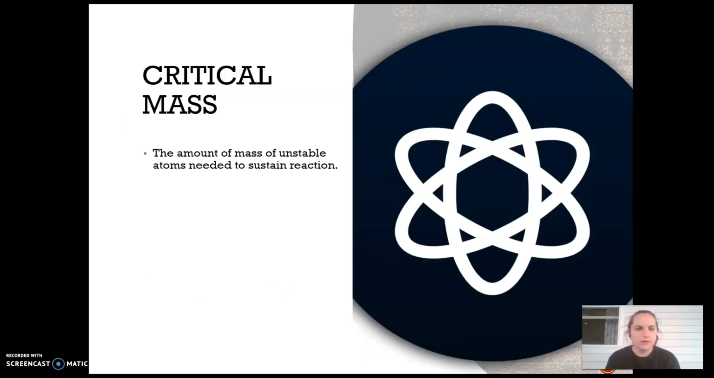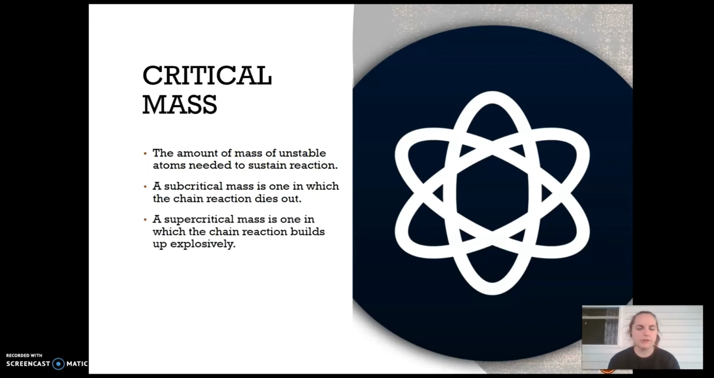The critical mass is the amount of mass of an unstable atom needed to sustain a reaction. In order for this chain reaction to keep occurring, there has to be a certain mass involved. If that mass isn't met, then it's either going to be subcritical or supercritical. A subcritical mass is one in which the chain reaction dies out because there's not enough mass. A supercritical mass is one in which the chain reaction builds and becomes more explosive.